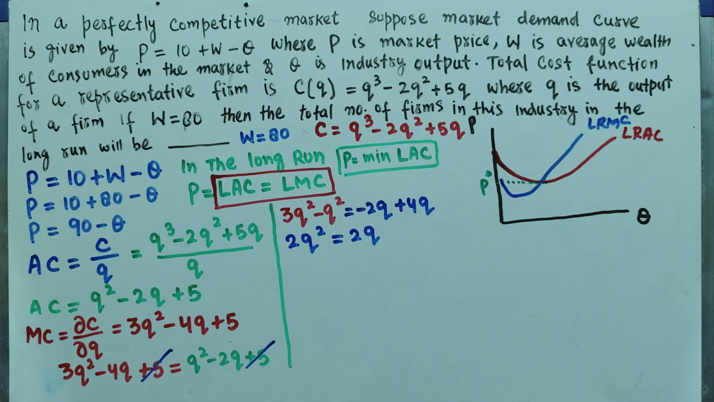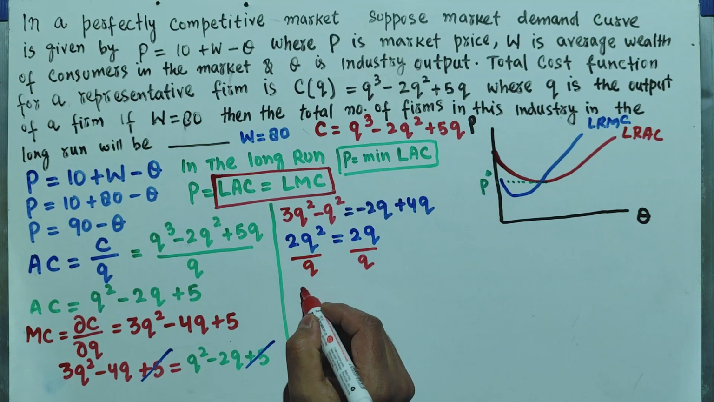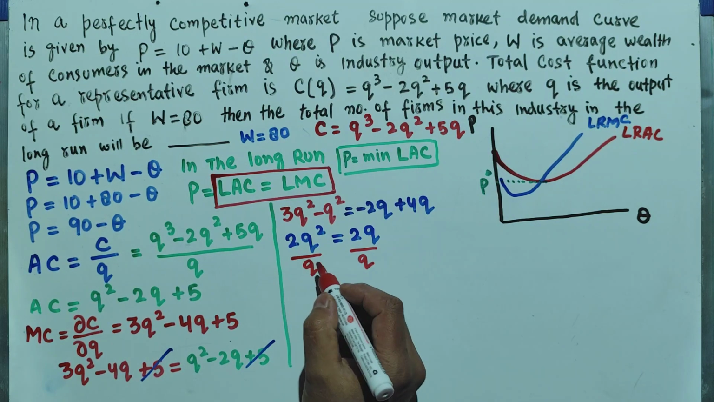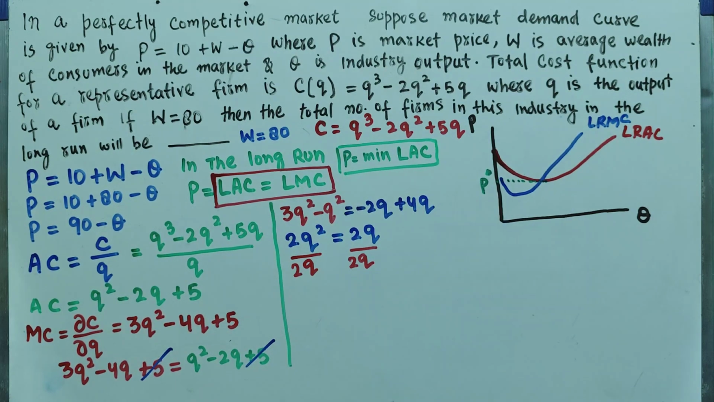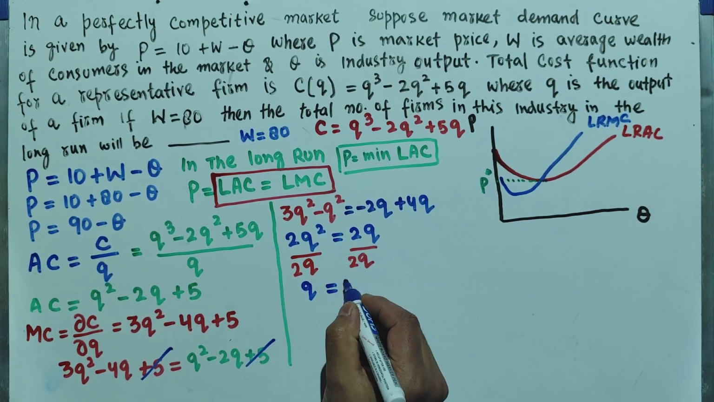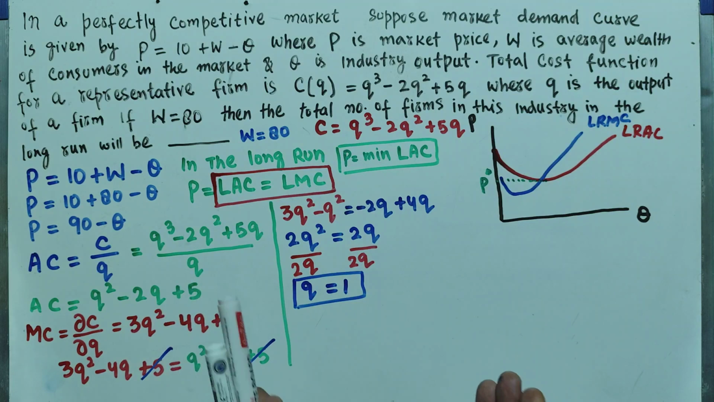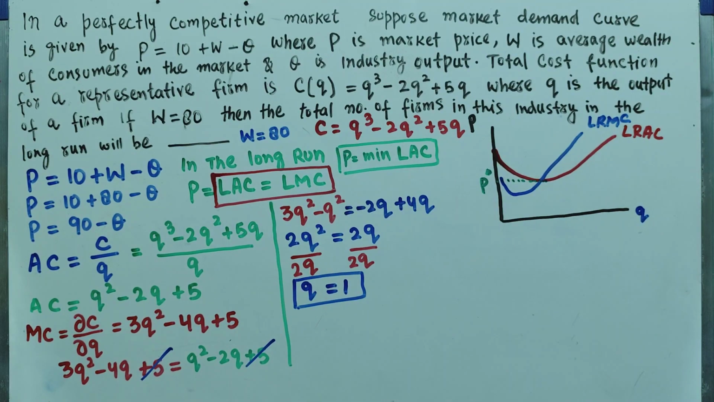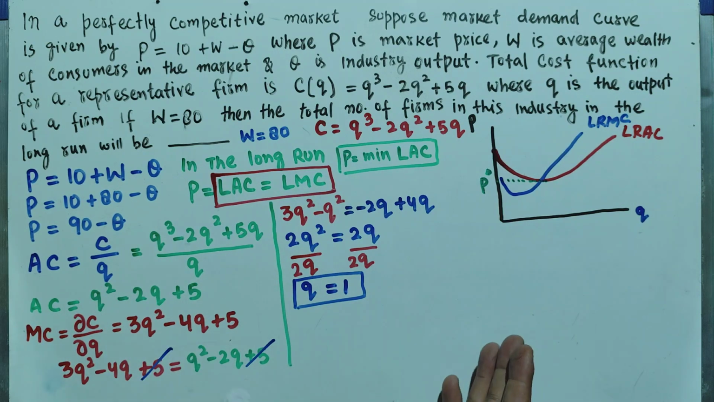Dividing both sides by 2q, we will be left with only q on the LHS, and 1 on the right. That means each firm will produce 1 unit of output. So let me write it as small q here. In the long run, given these conditions, each firm produces 1 unit of output.